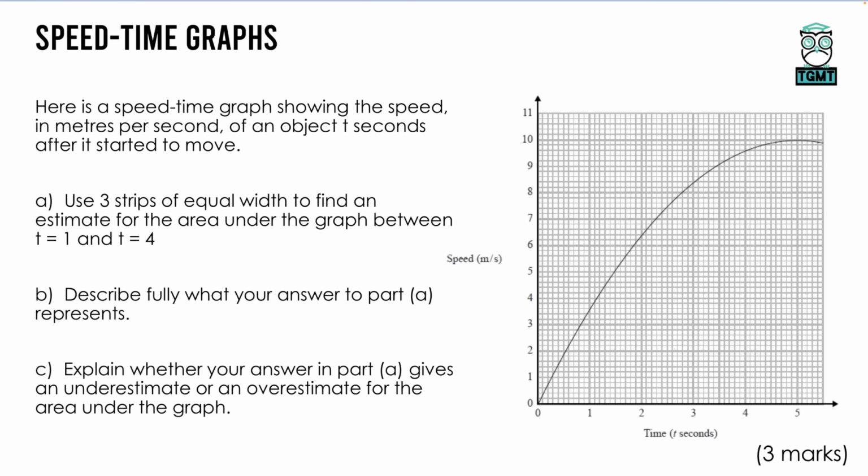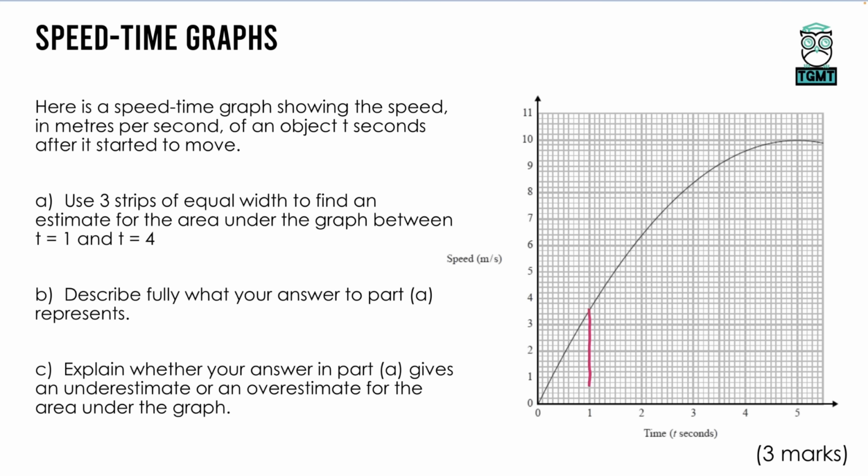And onto this one, we are looking at a speed time graph, and again we have a curved line representing this part of the graph. It says here is a speed time graph showing the speed in meters per second of an object t seconds after it started to move. It says use 3 strips of equal width to find an estimate for the area under the graph between t equals 1 and t equals 4. So we just need to find the area under the graph.